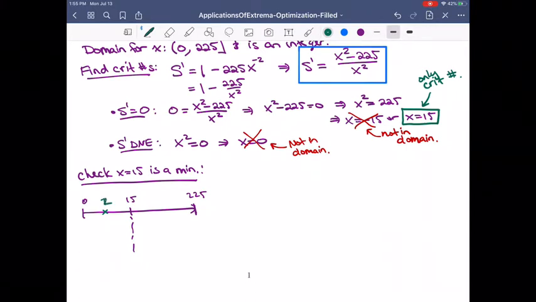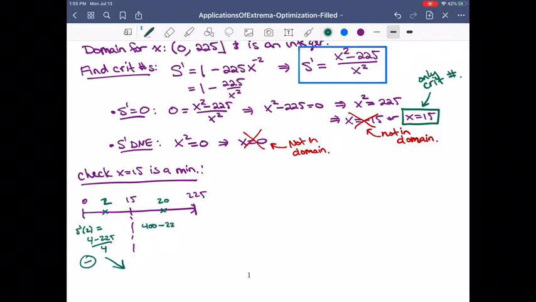Any number here. I plug it into the derivative, so s prime of 2 is going to be 4 minus 225 over 4. This is definitely going to be a negative number, which means I'm decreasing. And then if I plug in, let's say 20, I'm going to have 400 minus 225 over 400 for my derivative. This is definitely a positive number, so that means I'm increasing, which means that here I'm going to have a relative minimum, because it decreases and then increases after.